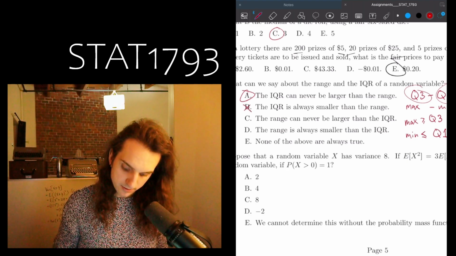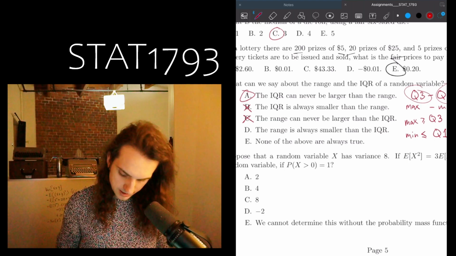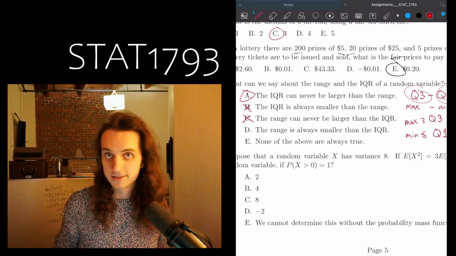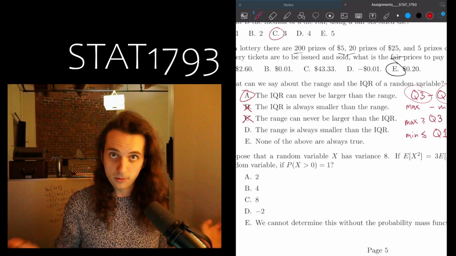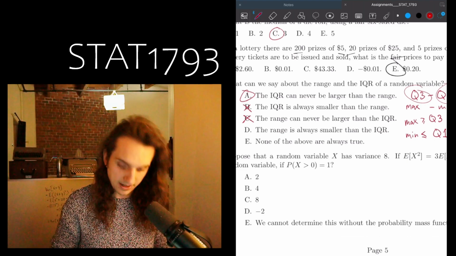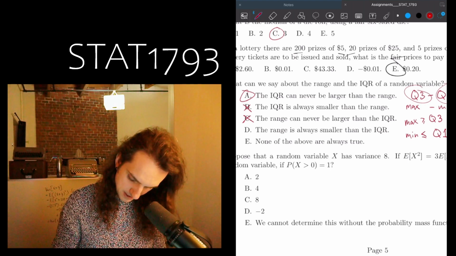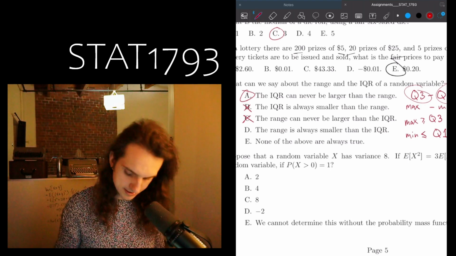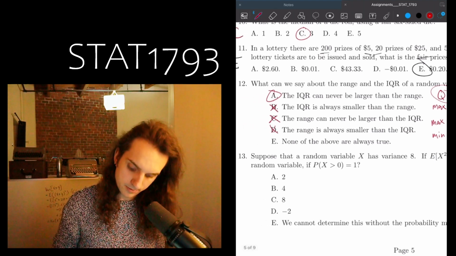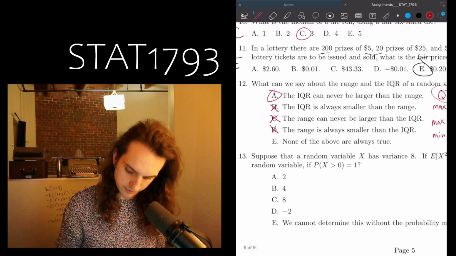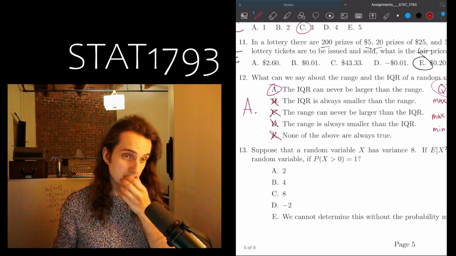The range can never be larger than the IQR. The range is normally going to be larger than the IQR. The range is always smaller than the IQR. That's almost never going to be the case. In fact, it can't be the case. The range won't be smaller; at smallest it's the same size. None of the above is always true. No, the IQR can never be larger than the range. So A is the correct answer here.